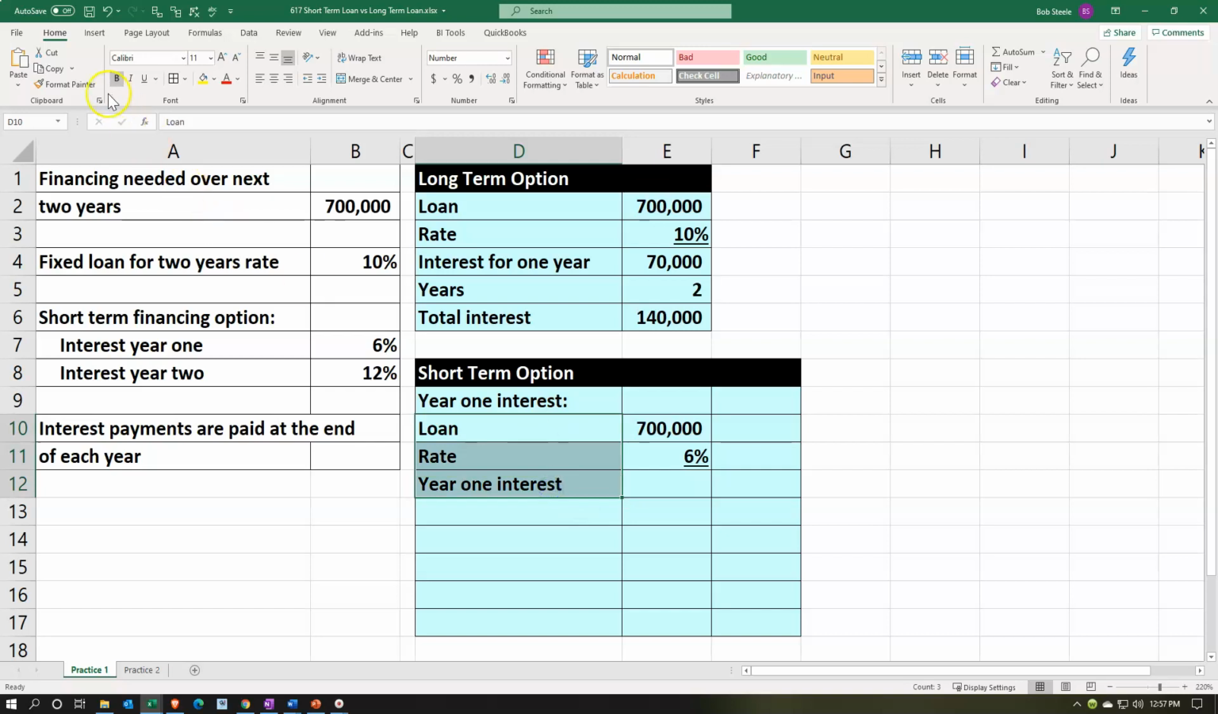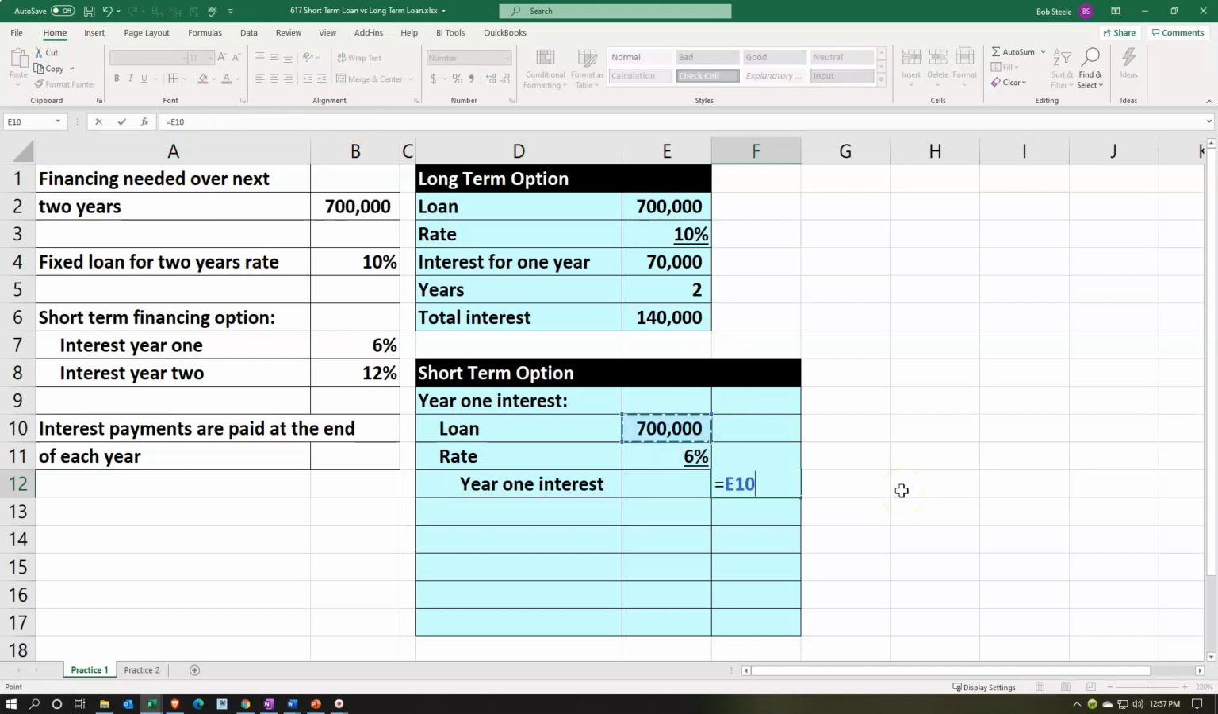I'm going to select these. This is just to make it look a little more fancy. You don't have to do this, but Home tab, alignment, increase the indenting. Then I'll indent this one, Home tab, alignment, increase the indenting. I'll pull this to the outside now. This is going to be equal to the 700,000 times the 6%. That's how much we're going to have to pay at the end of year 1 as opposed to the 70,000.